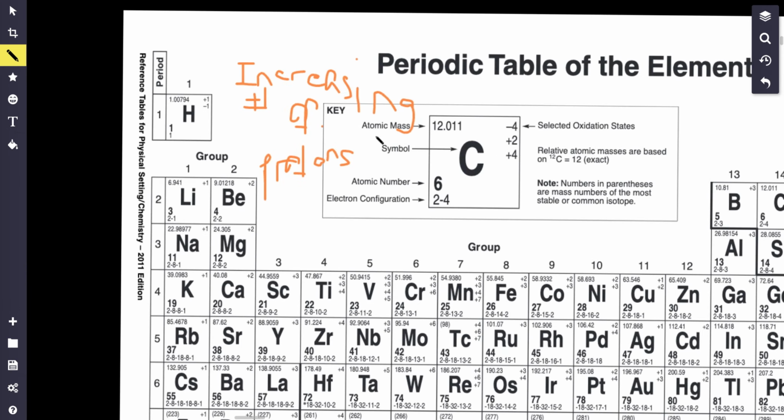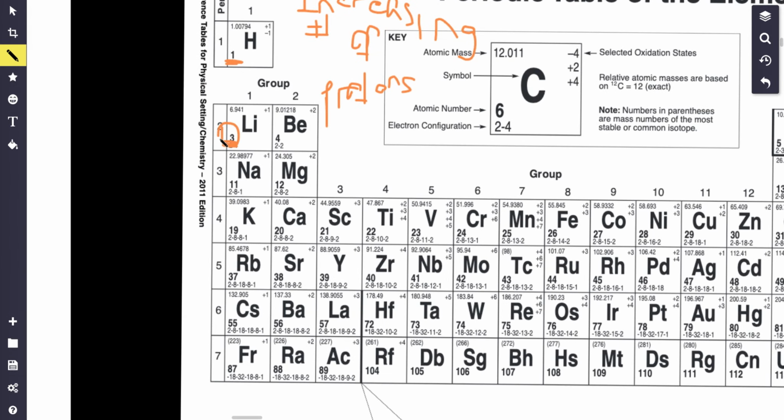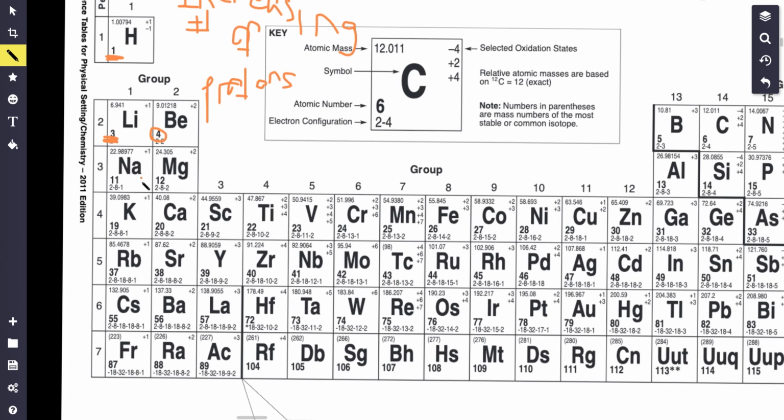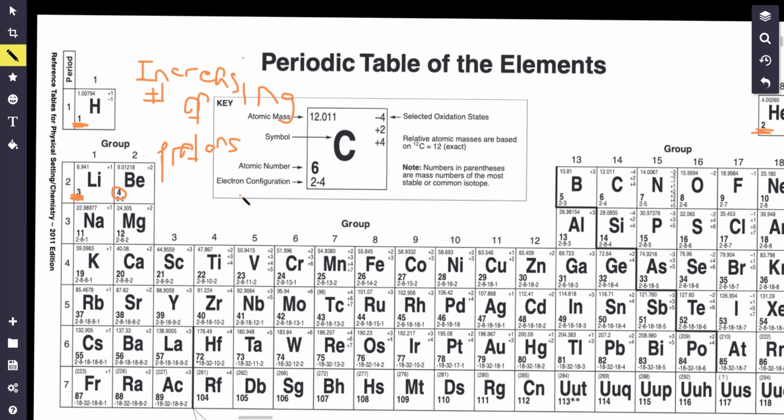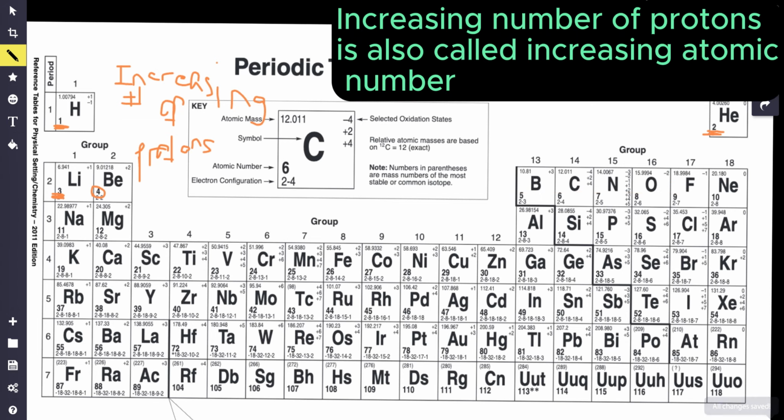All right, so their order is in increasing number of protons. For example, element 1, hydrogen, has 1 proton. Element 2, helium, has 2 protons. Element 3, lithium, has 3 protons. So these bolded numbers right over here represent the amount of protons they have. And notice how in the periodic table, they're ordered in increasing amounts of protons.